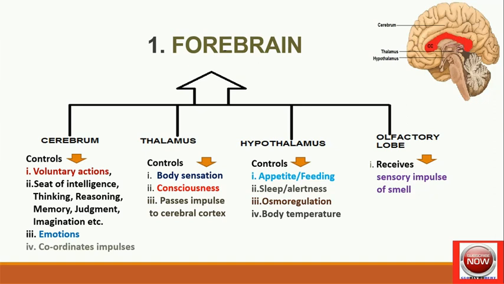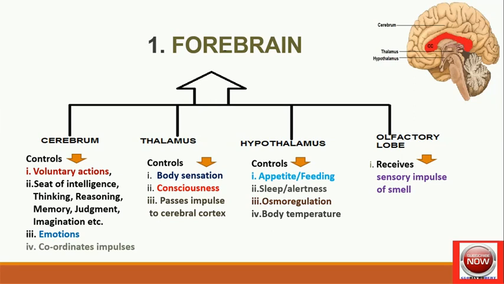The cerebrum controls every voluntary action that we have control over, or actions that we can do at will. Those are called voluntary actions. It is the seat of intelligence, thinking, reasoning, memory, judgment, imagination, and so on. The cerebrum also controls emotions such as sadness, happiness, and so on. It's also responsible for coordinating impulses around the body.